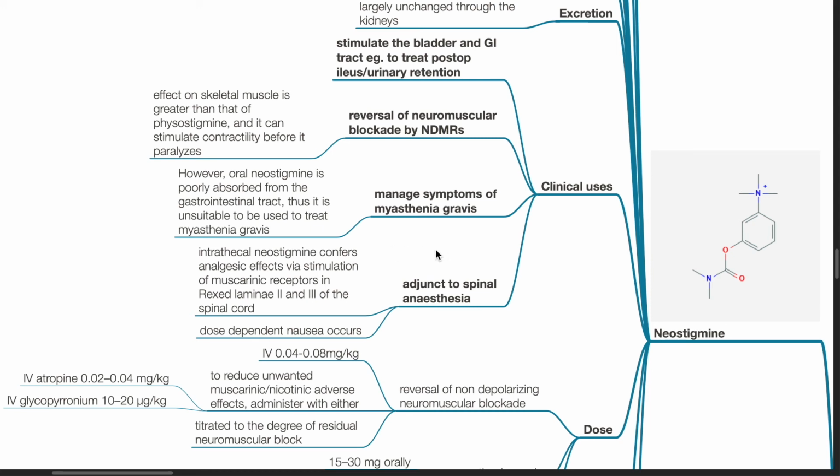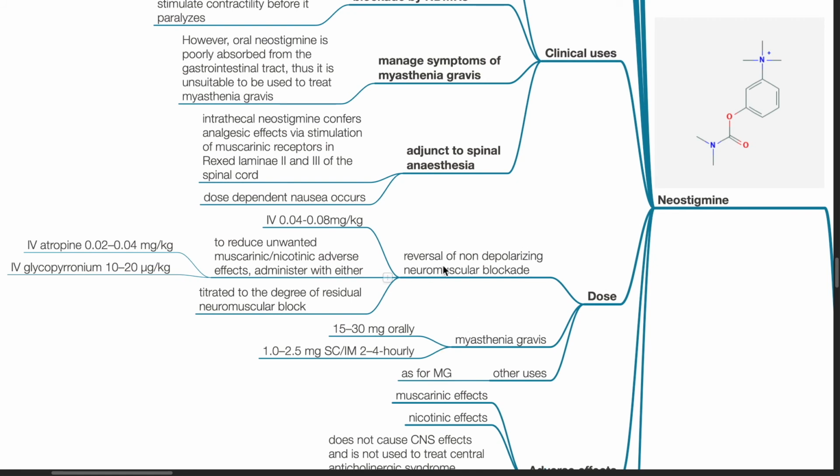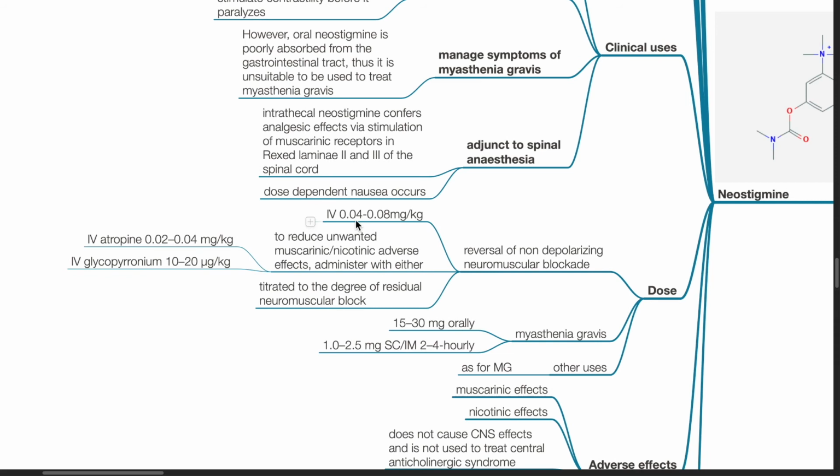Intrathecal neostigmine confers analgesic effects via stimulation of muscarinic receptors in the Rexed laminae 2 and 3 of the spinal cord. Dose-dependent nausea occurs. Dose. For reversal of non-depolarizing neuromuscular blockade, the dose is IV 0.04 to 0.08 mg per kg.